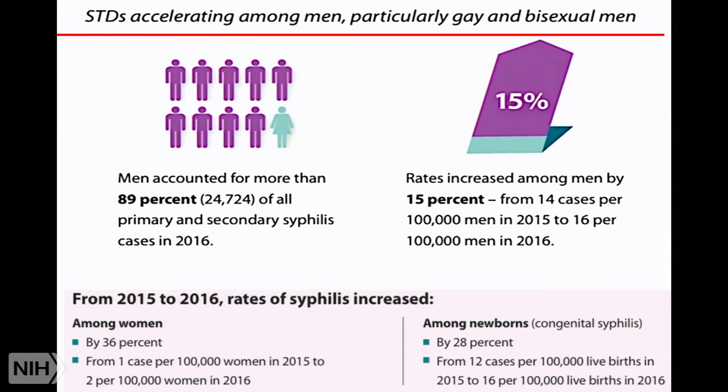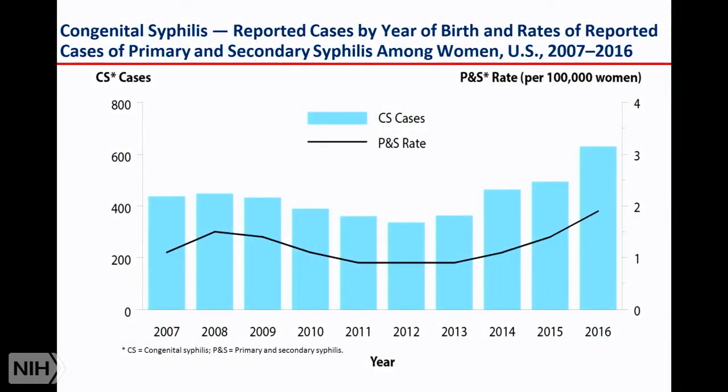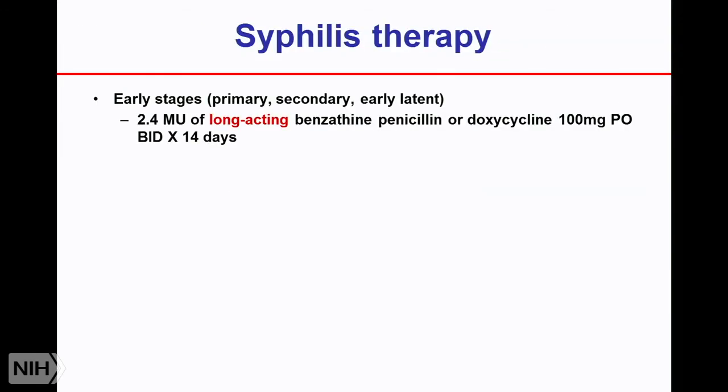It increased dramatically in both men and women. When it increases in women, you worry about congenital infection. Unfortunately, funding for screening of pregnant women in the public health clinics has dropped to almost zero, especially in the southern states. As a result, shown in the blue bars, congenital syphilis is now increasing to the highest rate of the 21st century and continuing to go up. PNS is primary and secondary syphilis in women.